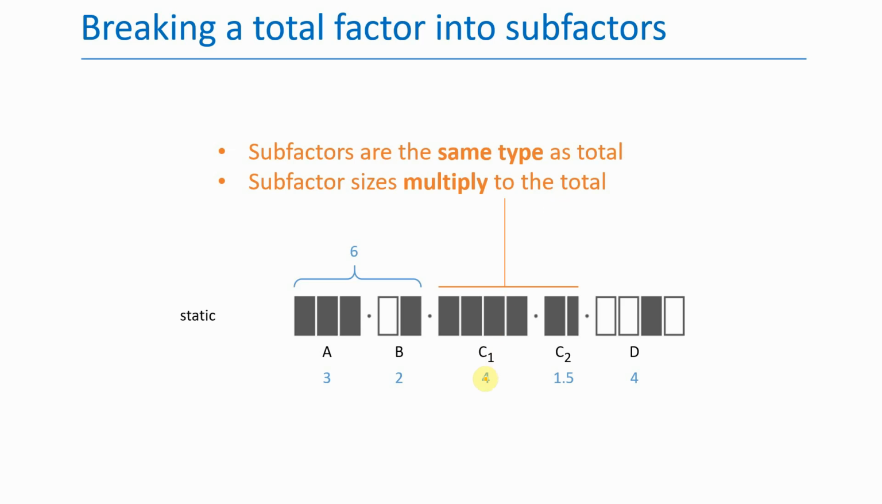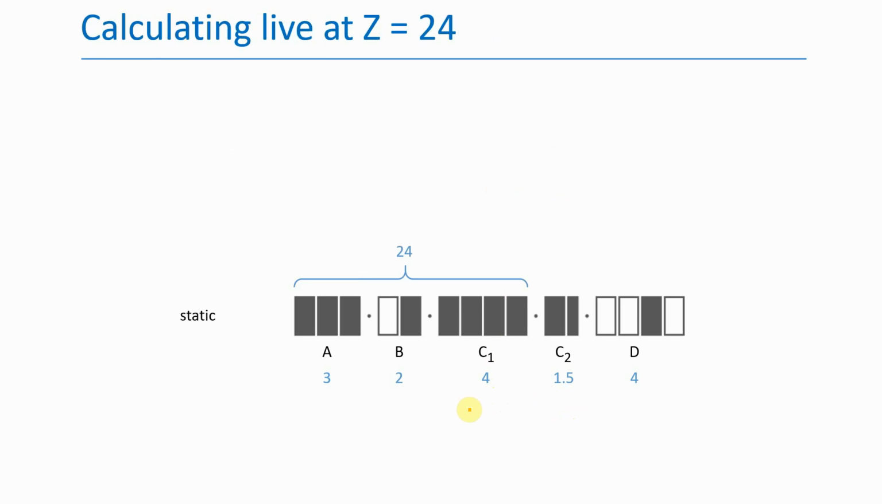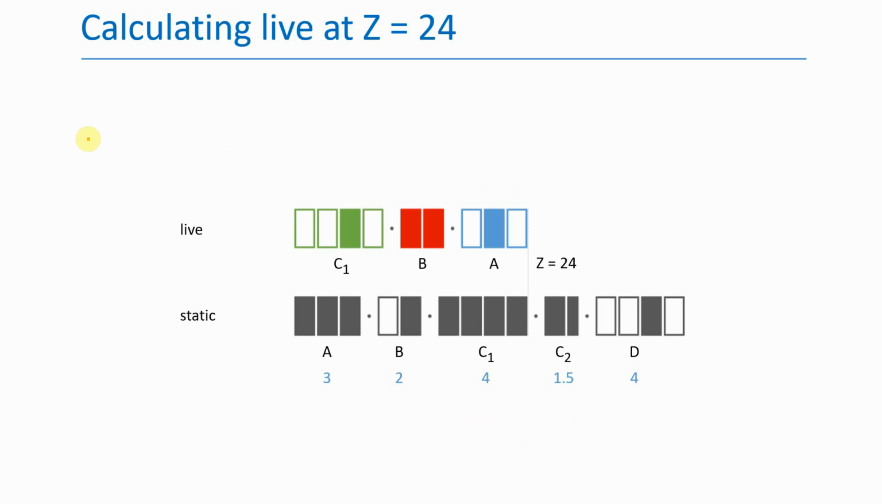So 6 splits into 4 and 1.5, not 4 and 2. We could have chosen sizes 3 and 2, or any other pair that multiplies to 6, but we chose 4 as the size for C1 because that's the size that we need in order to get to 24. Now we can include factor C1, and this gives us 3 times 2 times 4, which is 24. Now we have our subchain. Next, we reverse the order and invert the types. This gives us the live at z equals 24.